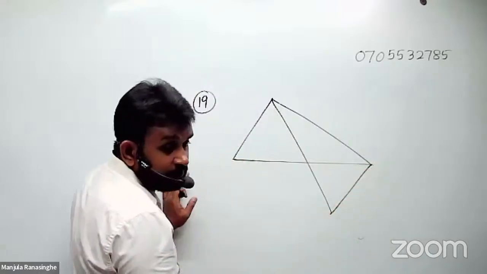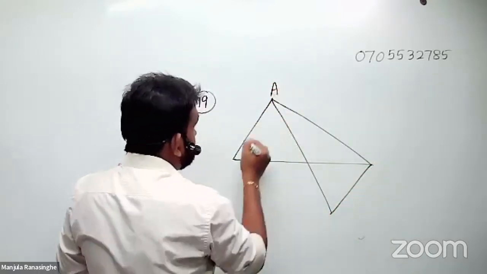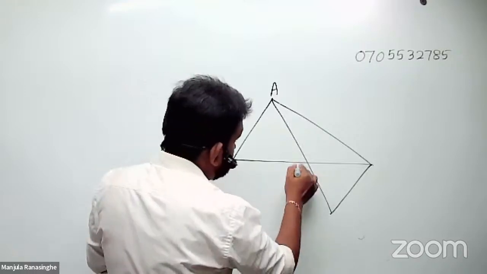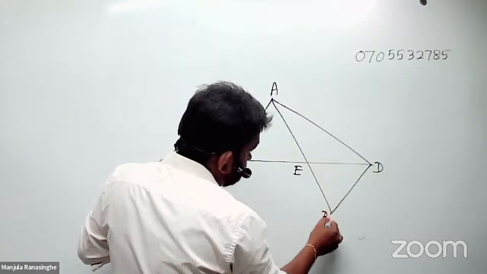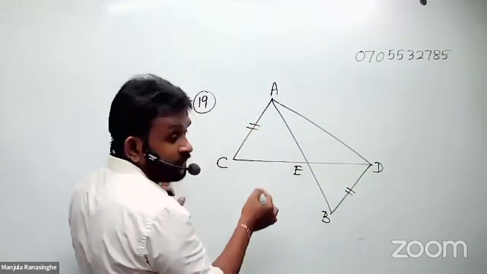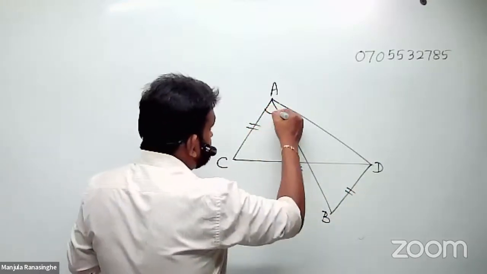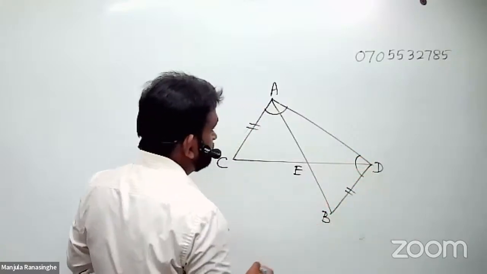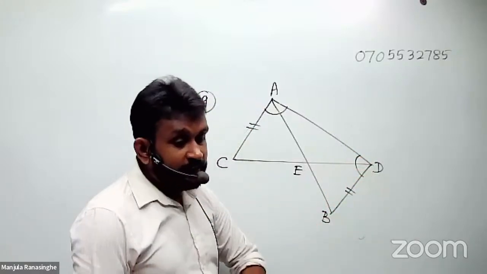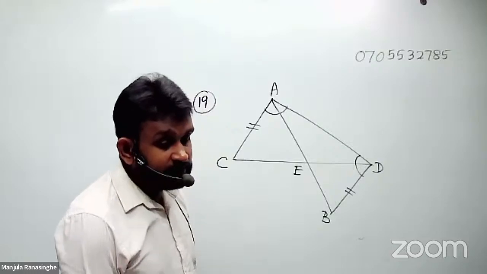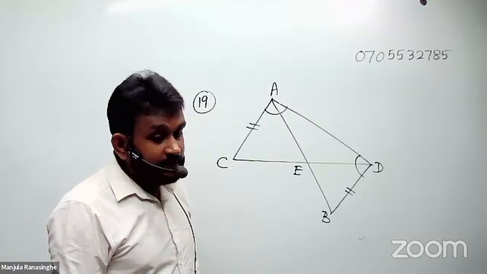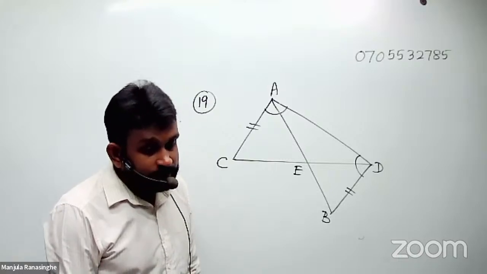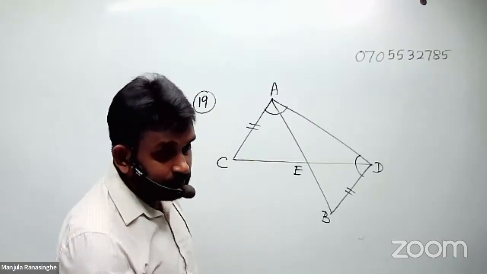Right, here we have A, C, D, E and here we have B. These two sides being equal and these two angles being equal. So what they are asking: if AC equals BD, and angle CAD equals angle ADB, in the figure name a pair of congruent triangles, right?